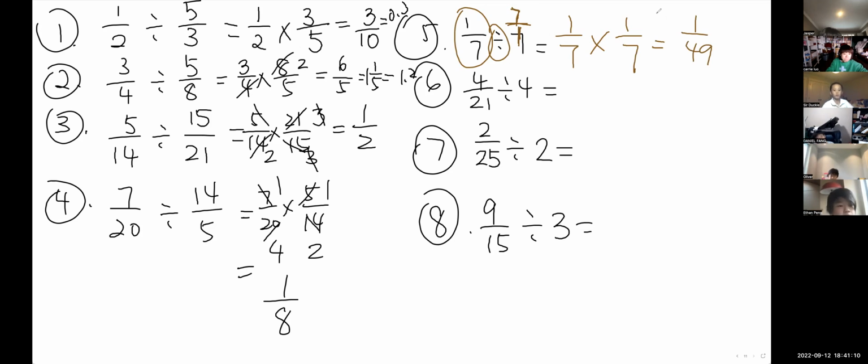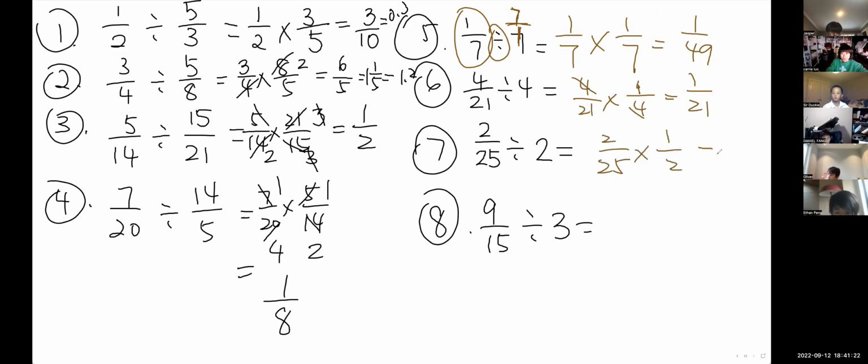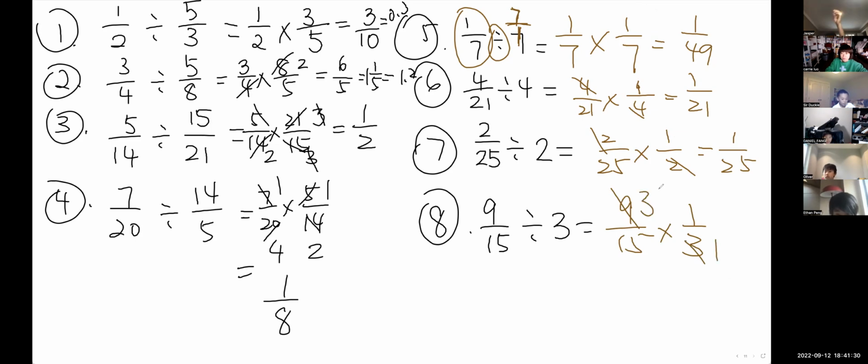Understand, Michael? Okay. So 4 over 21 times 1 over 4. The answer is 1 over 21. So 2 over 25 times 1 over 2. The answer is 1 over 25. And 9 over 15 times 1 over 3. So 3 and 9 is 3 and 1, and 3 and 15 is 1 and 5. So the answer is 1 over 5. Get it, everybody? Okay, so this is the thing.